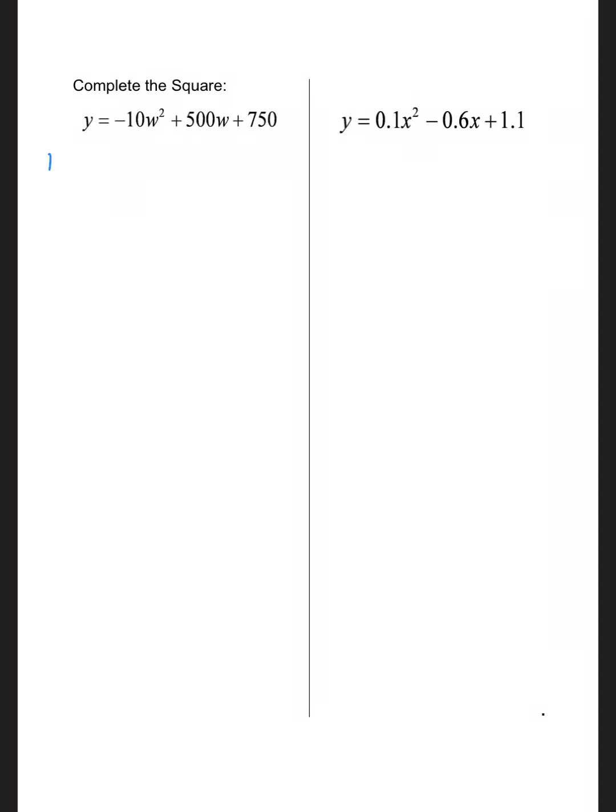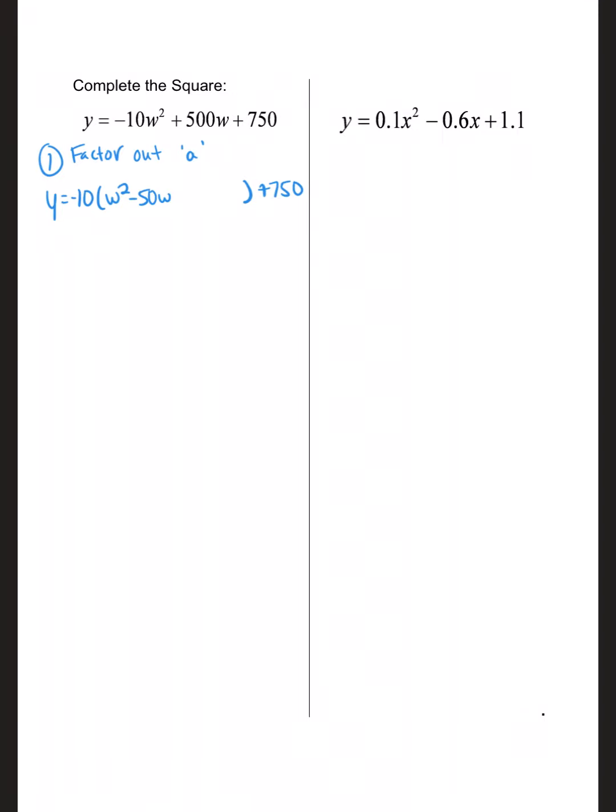So step 1, we're going to factor out a. If I common factor out a, that means I'm common factoring out a negative 10. I'll be left with w squared, and 500 divided by negative 10 is going to be a negative 50w. I'm going to leave some room in my bracket for that value that I'm going to add and subtract. And then we have that plus 750.